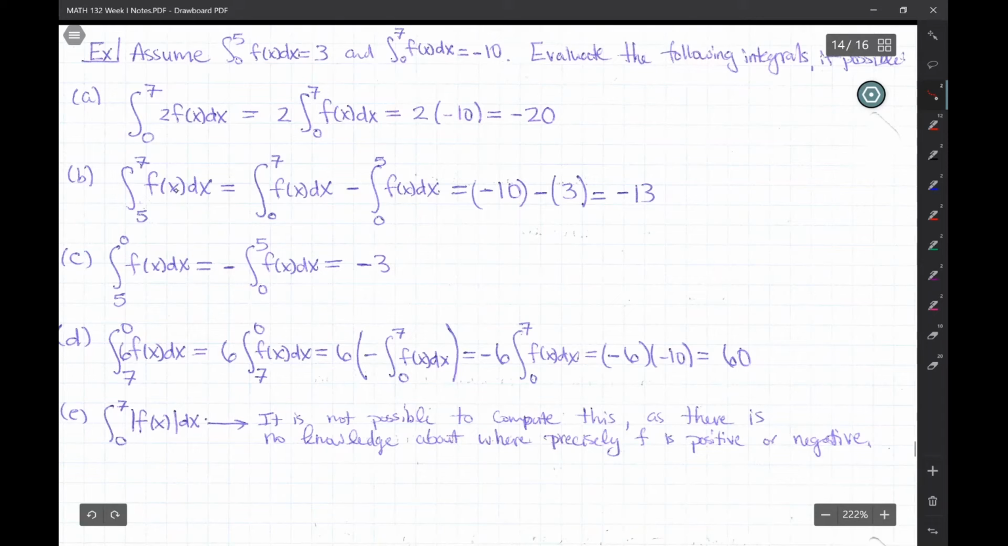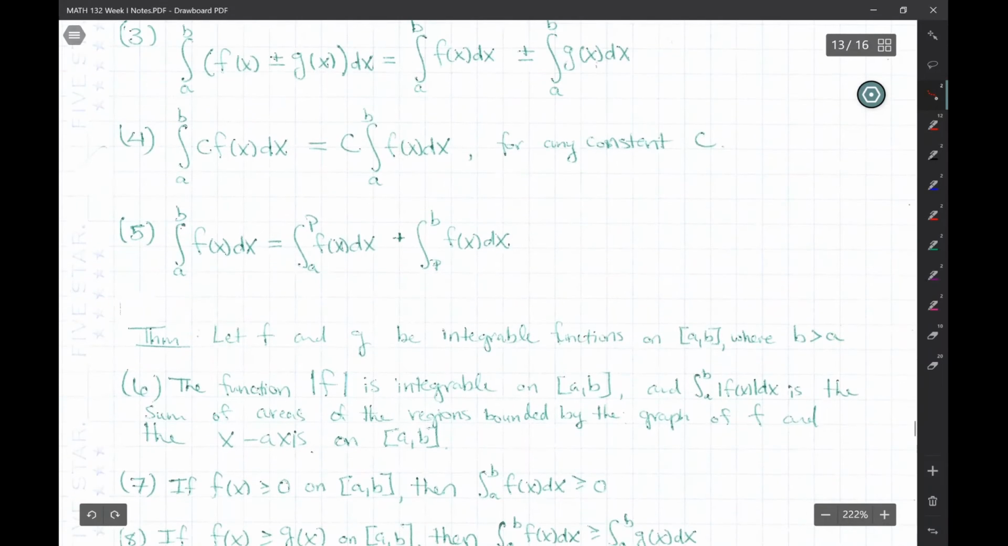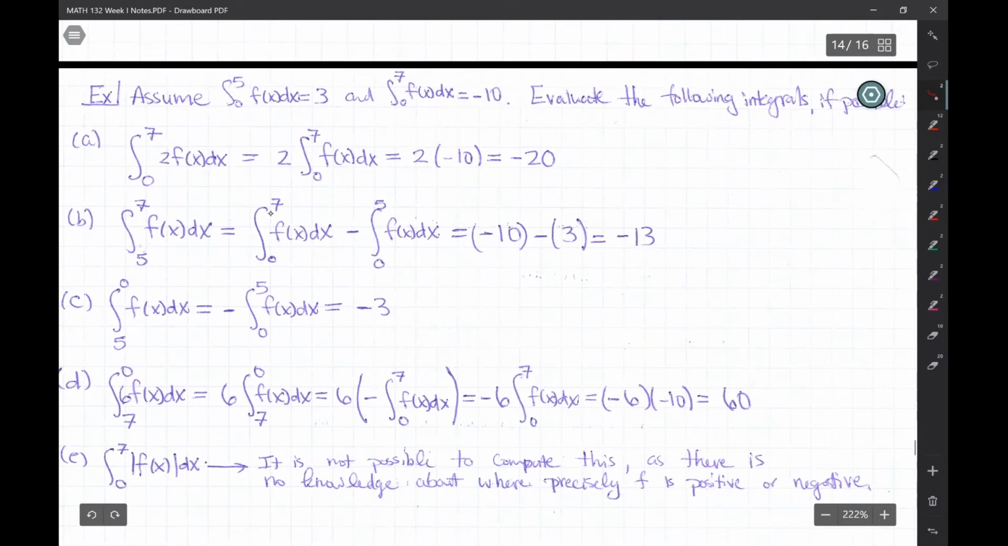What about the integral of f from 5 to 7? We're going to take advantage of the property that we see here to integrate from 0 to 7, but we need to get rid of everything before 5, so we're going to subtract out 0 to 5. And so we'll get minus 10 minus 3, because this is 3 right there, and this is minus 10, and so you get minus 13.